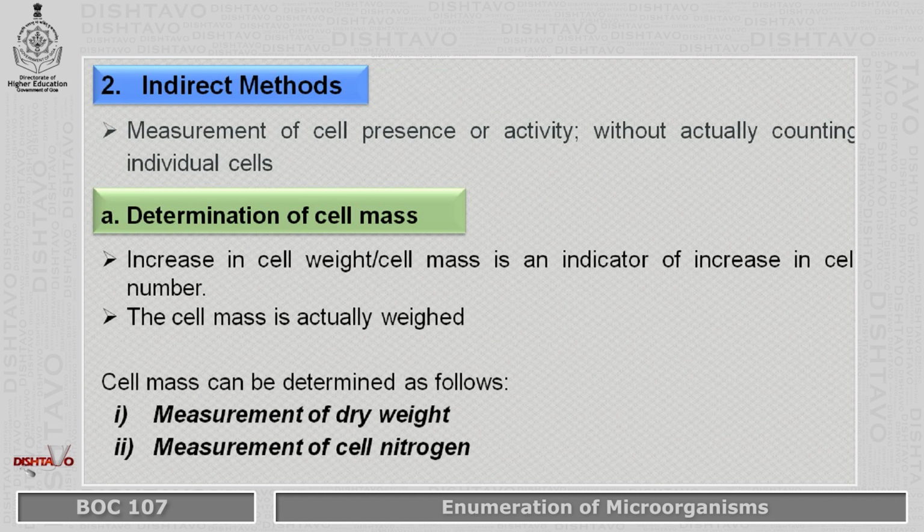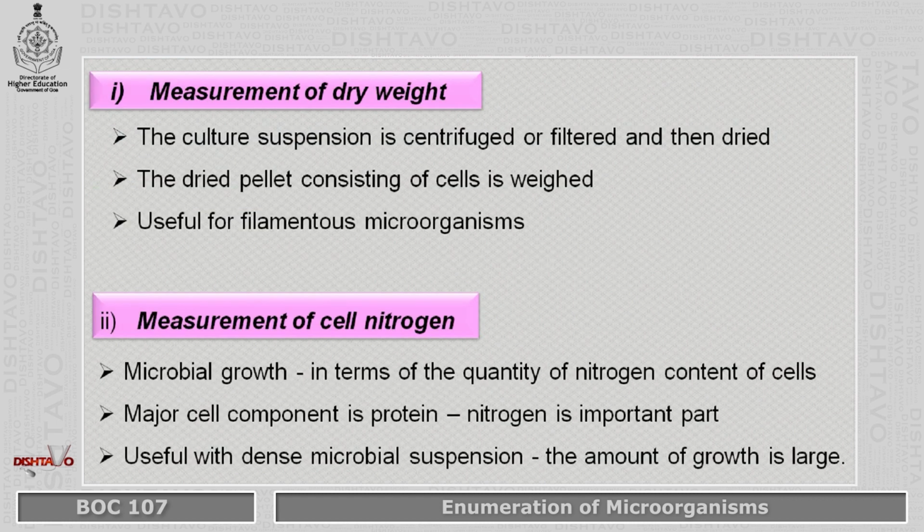Now coming to the indirect methods. In these methods, the measurement of cell presence or activity is done without actually counting the individual cells. The first one is determination of cell mass. The increase in the cell weight or cell mass is an indicator of an increase in cell number. So in this method, the cell mass is actually weighed. This can be done either by measuring the dry weight or measuring the cell nitrogen.